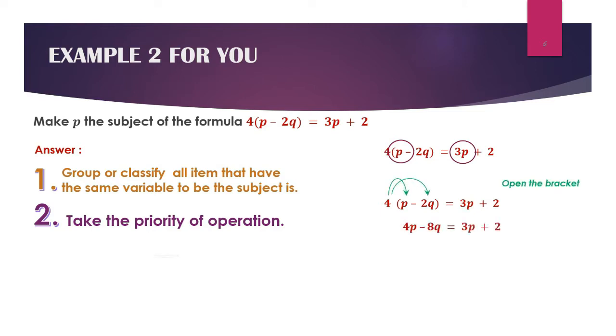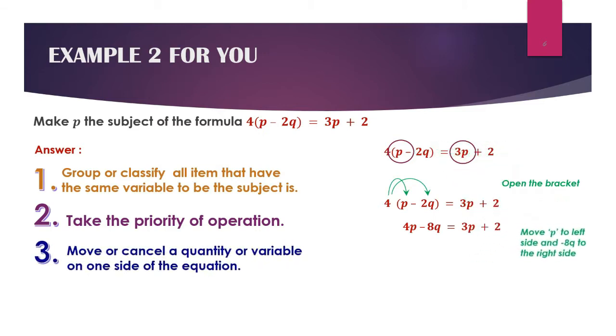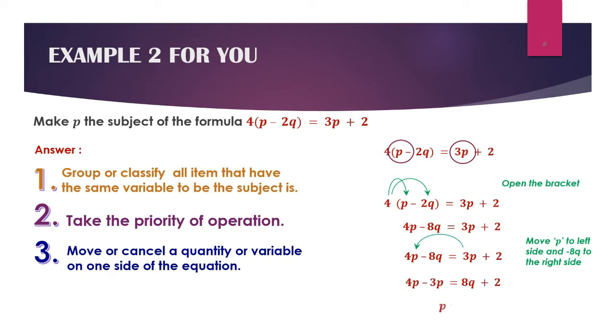Number 3, move or cancel a quantity or variable on one side. Move P to the left side and minus 8Q to the right side. So you got P the subject. P equal 8Q plus 2. Very simple, right? Done for you. Next, example 3 for you.